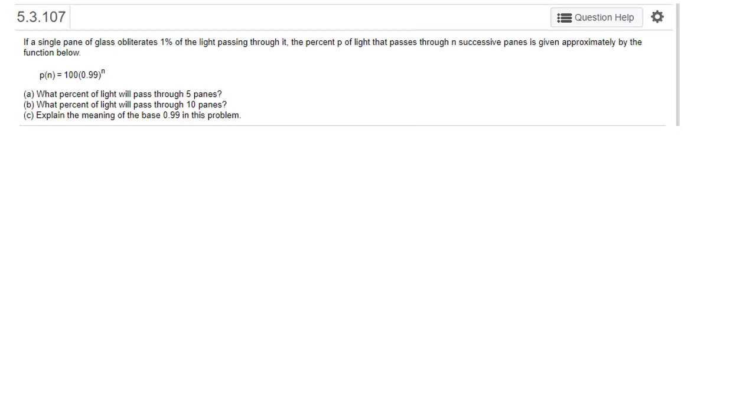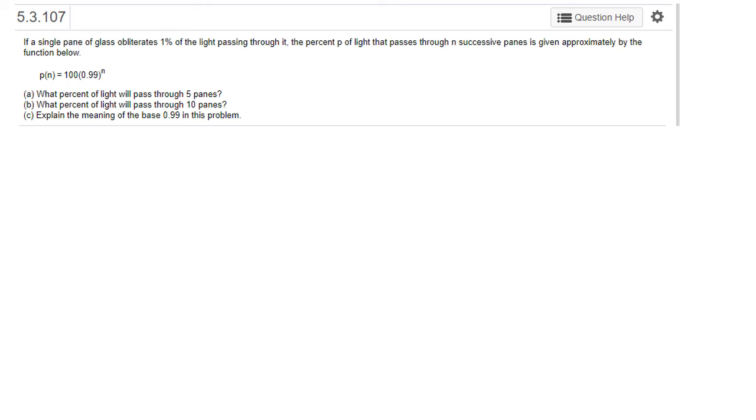All right, now we have a word problem. A pane of glass obliterates 1% of the light passing through it. So the percent P of light passing through n consecutive panes is given by the expression 100 times 0.99 to the n. Okay, so this is just given to us as a function.